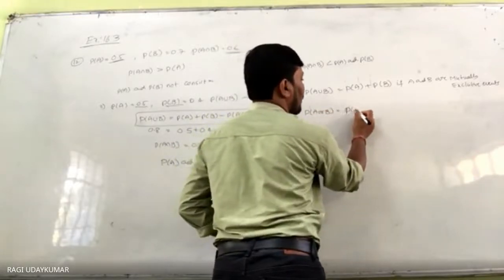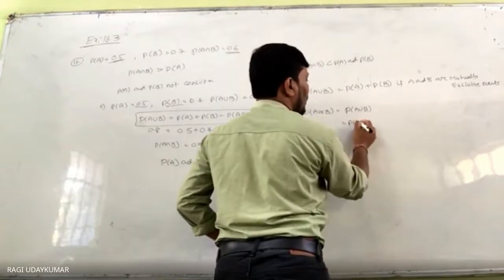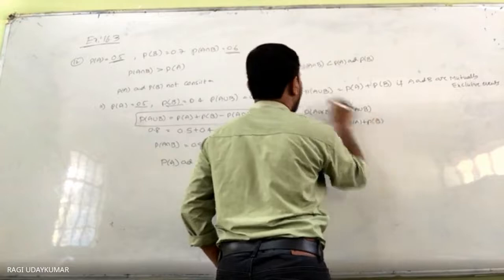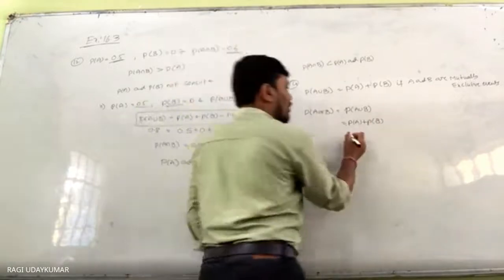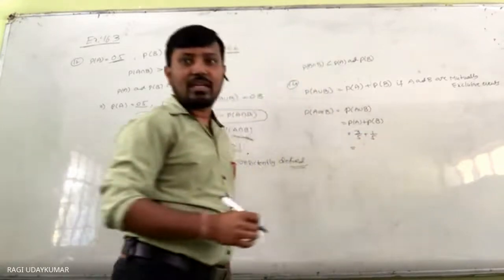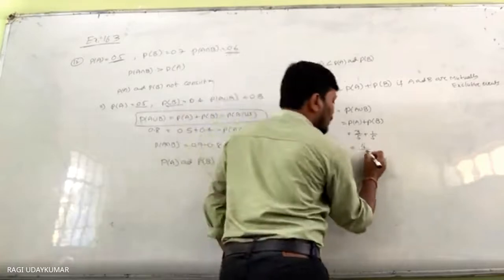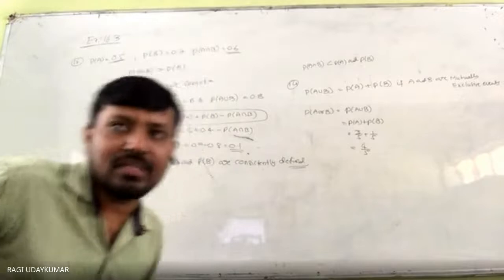R is nothing but probability of A union B only, which is equal to probability of A plus probability of B. This is the 14th problem, so don't get confused with that. Find the sum of both, which is equal to 3 by 5 plus 1 by 5, which is 4 by 5, when they are mutually exclusive events.